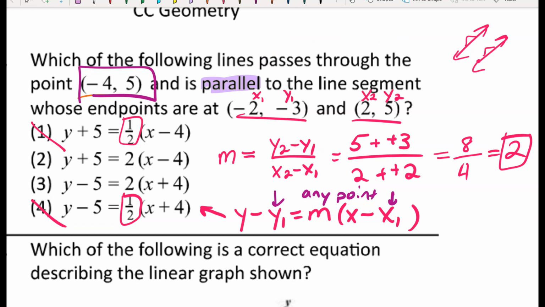So I want you to think about this. If I plug in -4 for this x1 right here, I would get x plus 4 instead of -4 because I would be subtracting a negative. So that's how I can narrow it down between 2 and 3.